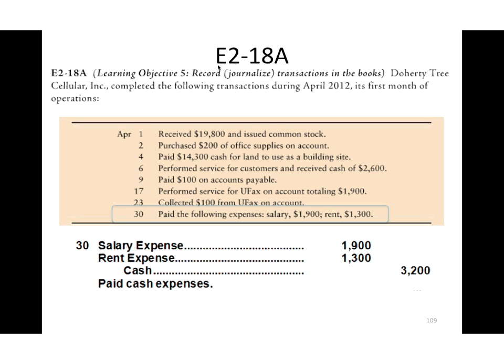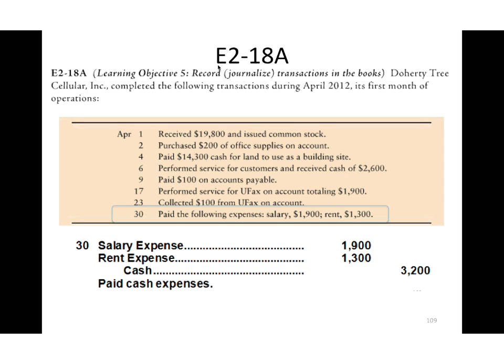Okay, paid the following expenses. We paid salary for $1,900 and rent for $1,300. So what we're going to have, this is known as a compound entry. There are two expenses involved. So we have salary expense for $1,900. We have rent expense for $1,300. And our credit is going to be to cash for the total of the $1,900 and $1,300.